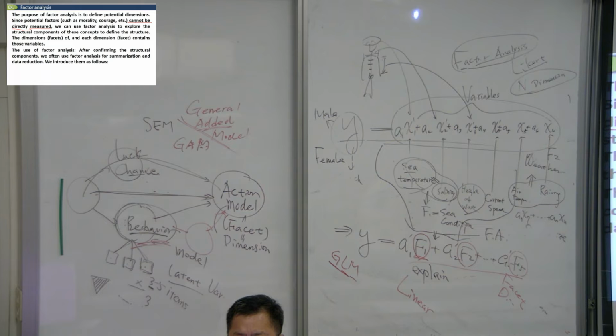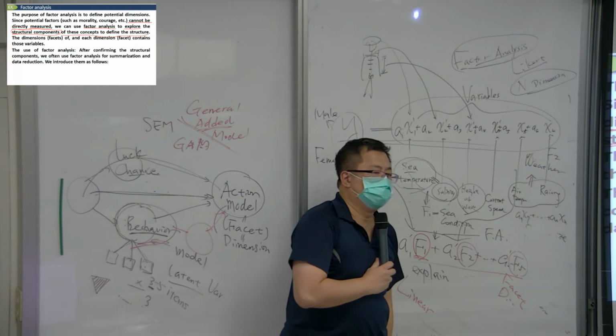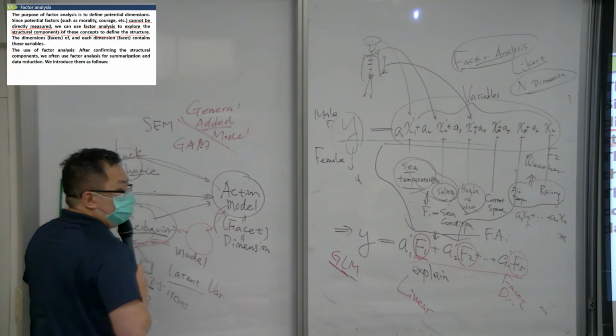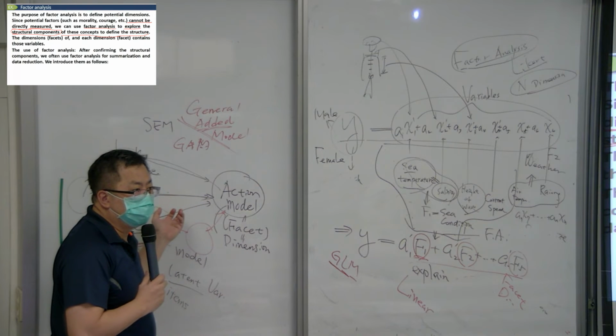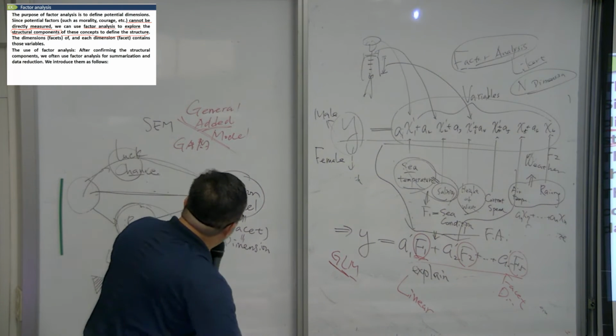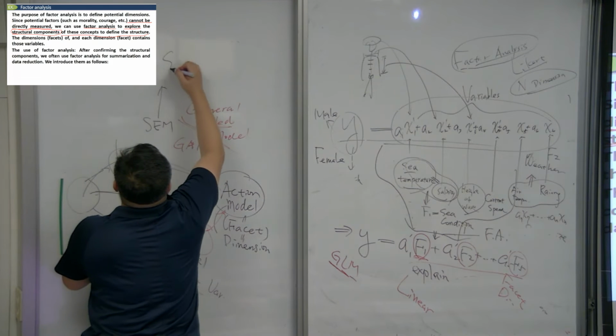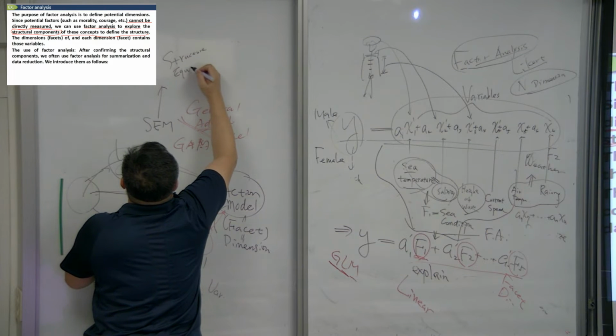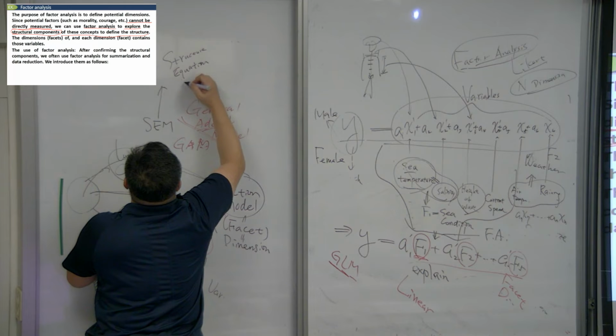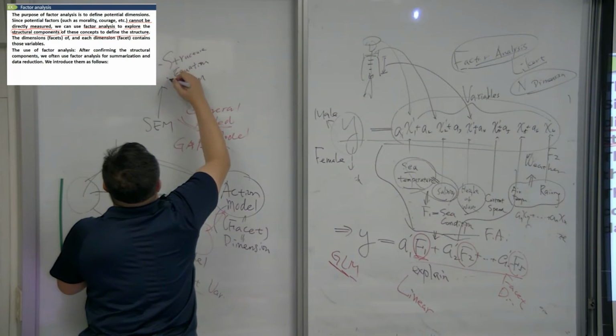So we can use exploratory factor analysis to explore the structure component of this concept to define the structure. So this is a structure. This is also a structure. This is a linear structure. This is an added structure. Okay? So SEM is what we call structural equation model. Structural equation model. Okay?